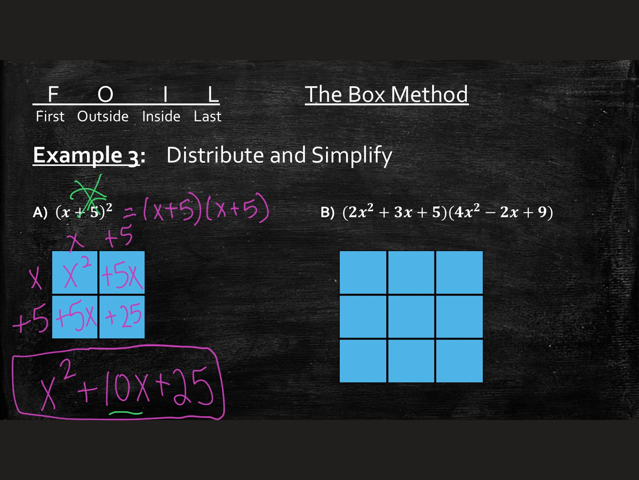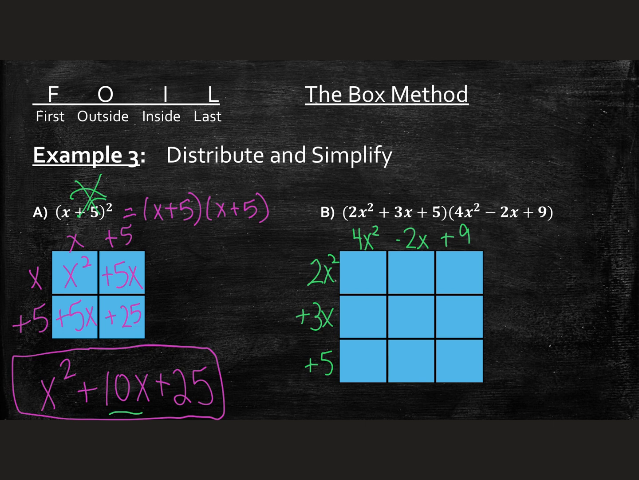All right, let's go ahead and look at this next one. Now this is a little bit more complicated. We have 3 terms, so a trinomial times a trinomial. Let's go ahead and put the first trinomial on the outside here, 2x squared plus 3x plus 5. And then across the top, we're going to put 4x squared minus 2x plus 9. And so let's go ahead and multiply these.